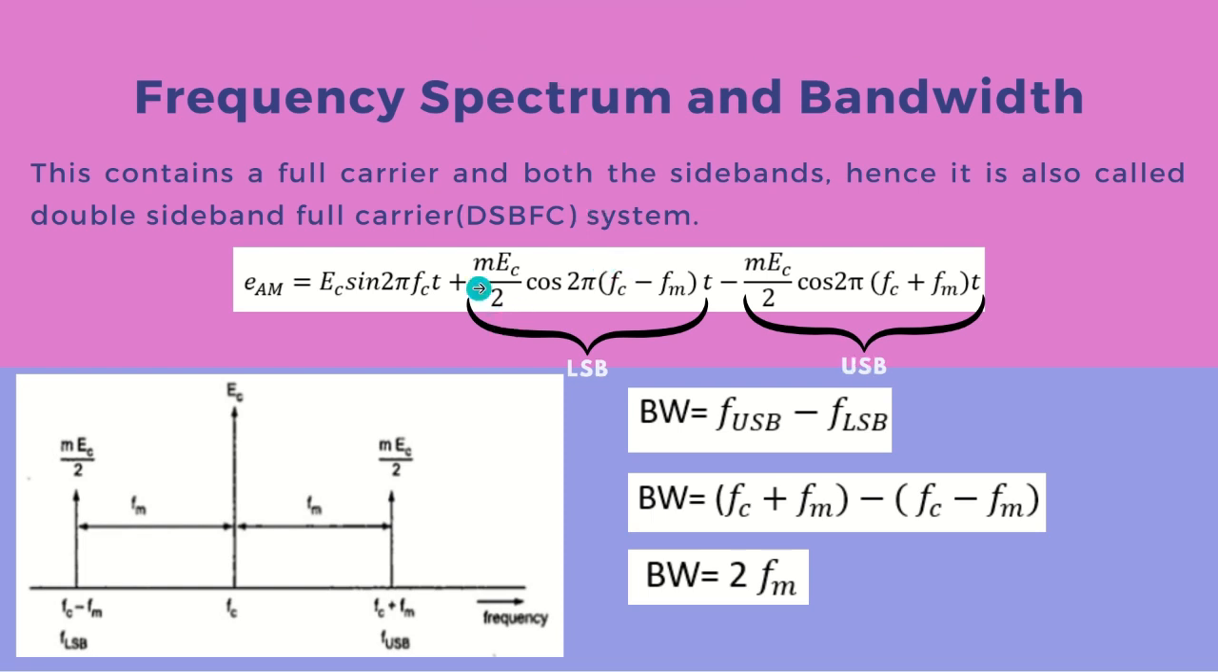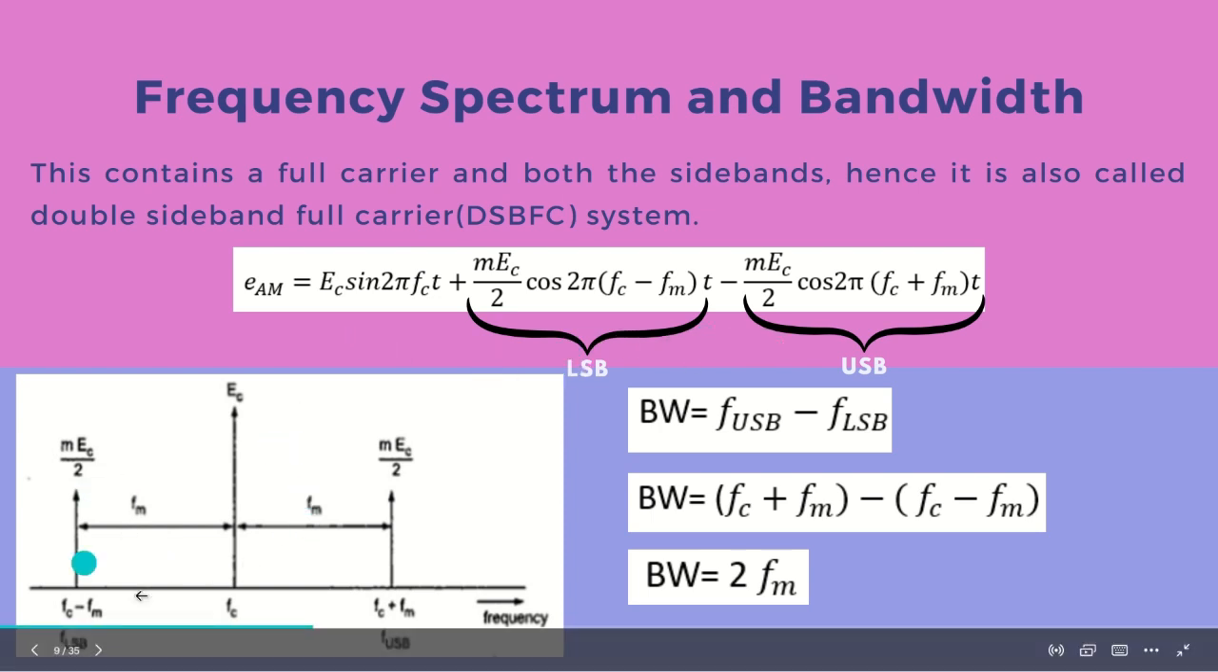Here we have MEC by 2 cos 2 pi of FC minus FM. So what is FC minus FM? It is our lower sideband frequency, and FC plus FM is our upper sideband frequency. It also has a full carrier in the equation. So our equation consists of all the waveforms that are mentioned in this spectrum. This contains full carrier and both sidebands, and it is called a double sideband full carrier system.